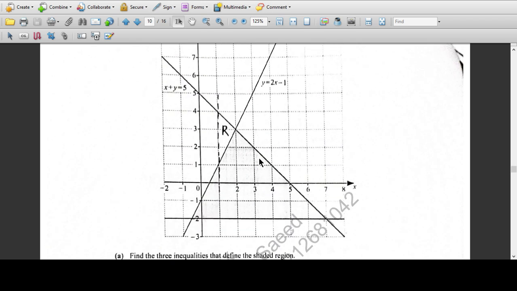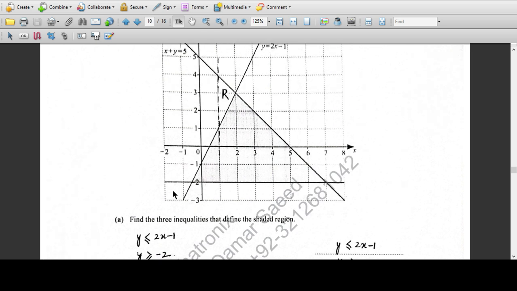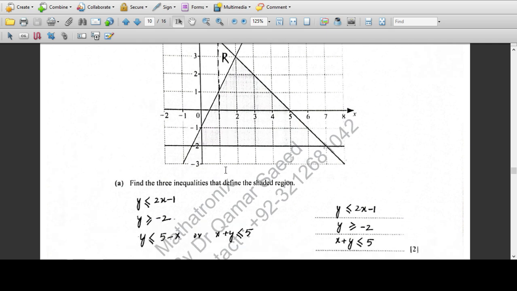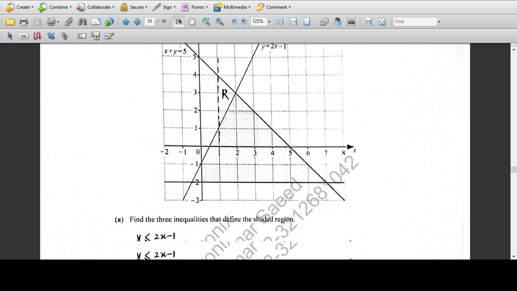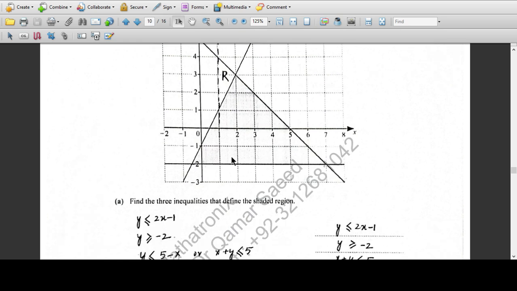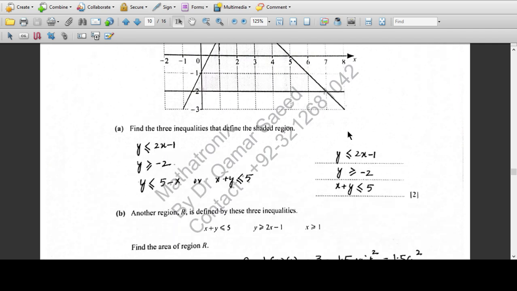And here we have y equals minus 2, so this region is y is greater than minus 2. So these three lines give: y is greater than minus 2, y is less than 2x minus 1 for the region below that line, and x plus y is less than 5. So this is part A.